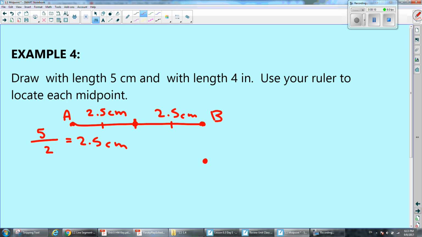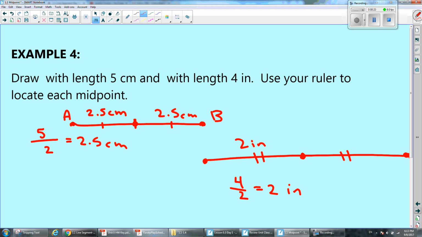Same thing, if we had our ruler, we measured something that was 4 inches. Well, 4 divided by 2 is 2. So our midpoint's at 2 inches from each endpoint. We can mark those congruent. Those are each 2-inch segments. And this is bisecting segment CD. Sorry, that's a D there.